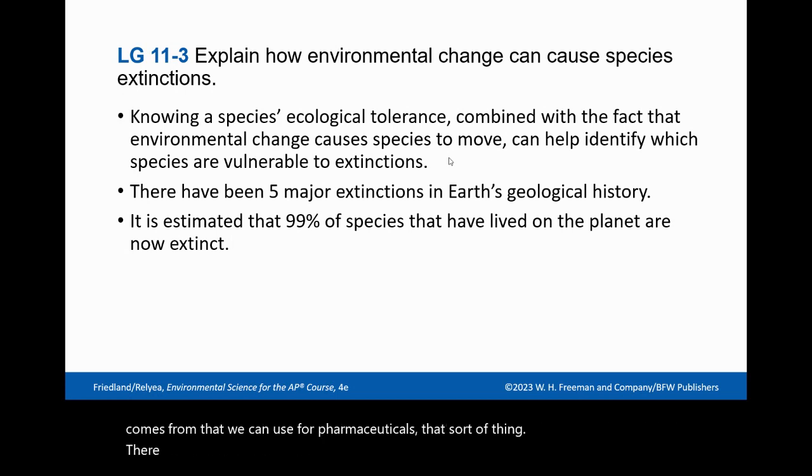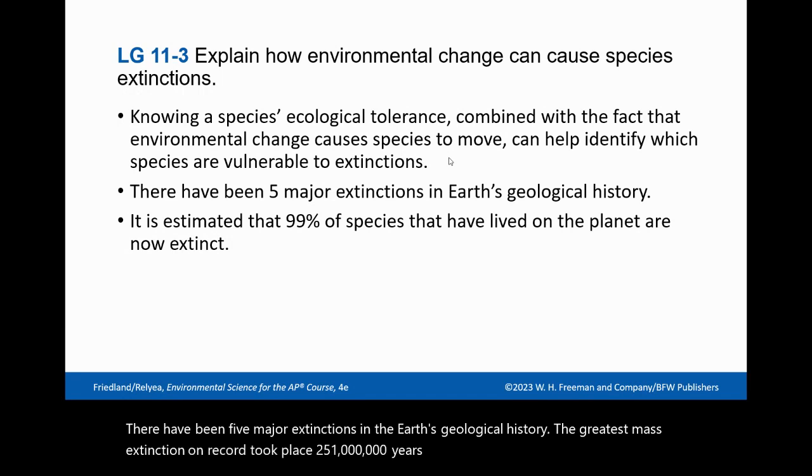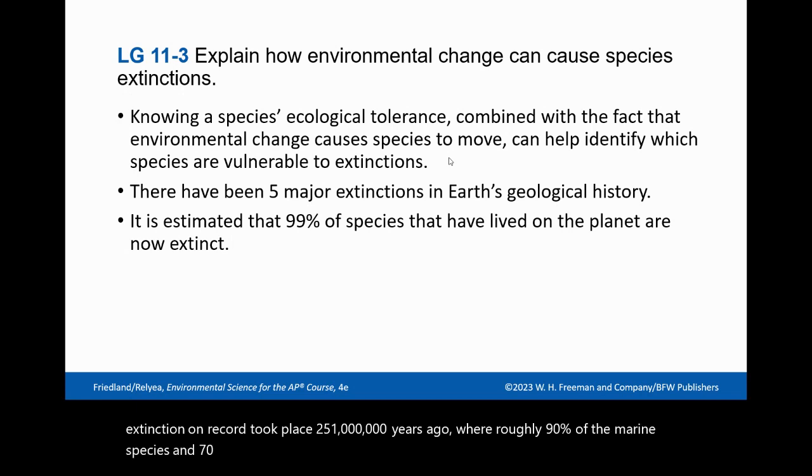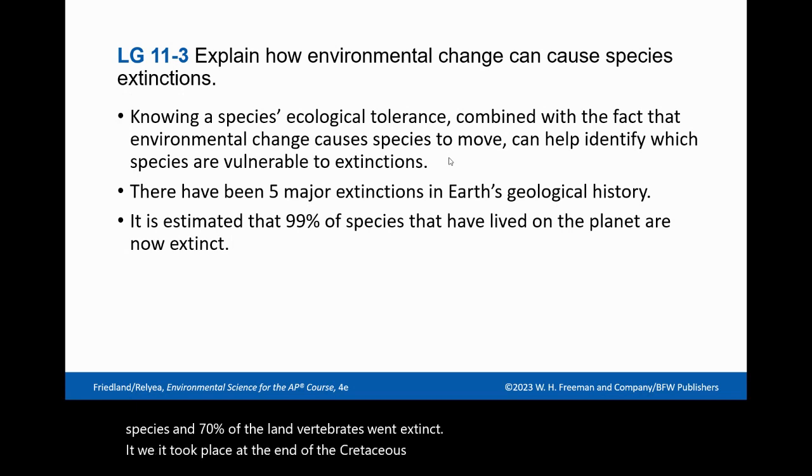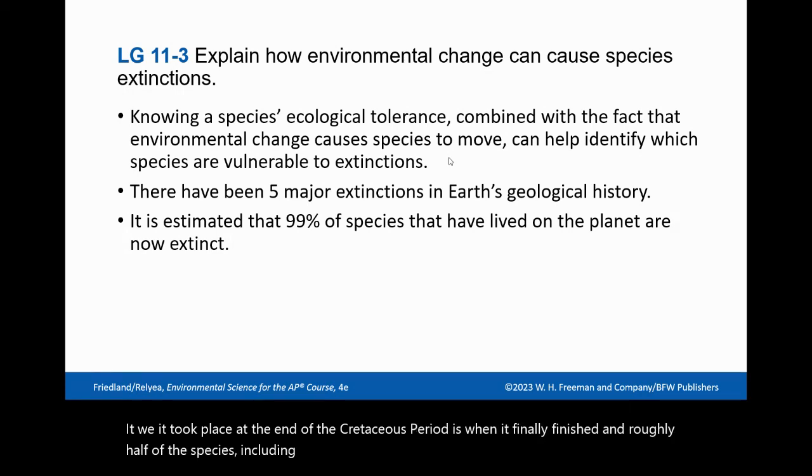There have been five major extinctions in the Earth's geological history. The greatest mass extinction on record took place 251 million years ago, where roughly 90% of the marine species and 70% of the land vertebrates went extinct. It took place at the end of the Cretaceous period, is when it finally finished, and roughly half of the species, including dinosaurs, went extinct.